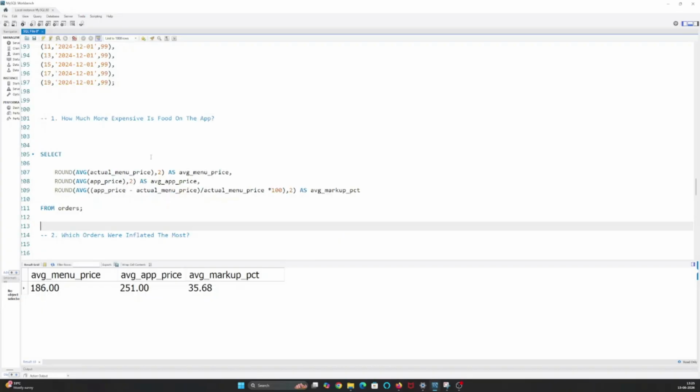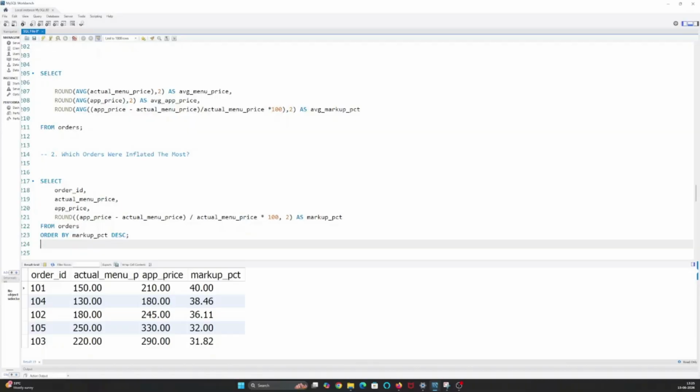Question 2. Average inflation. Average menu price is equal to 150. Average final bill is equal to 250. Inflation is equal to 66%. Example, you think you're ordering rupees 150 worth of food. You're actually spending rupees 250. Imagine ordering twice a week. That's thousands of extra rupees every year.